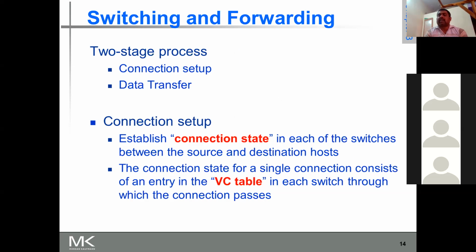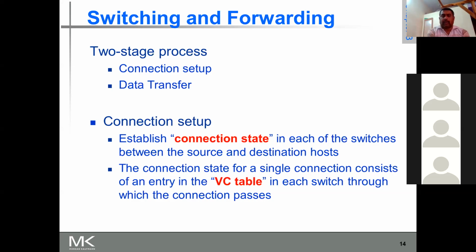How will a connection setup be done? First a connection should be established. Establish connection state in each of the switches between the source and the destination host. That is, first it will ask the corresponding switch, see, my destination is host B. Host B is connected to it. Then that switch will ask the next switch whether host B is connected to you.